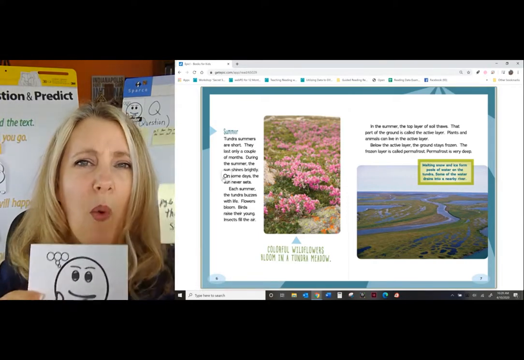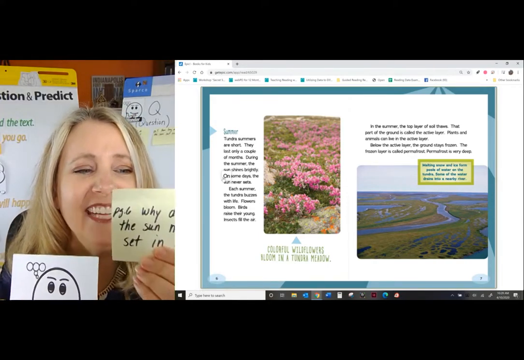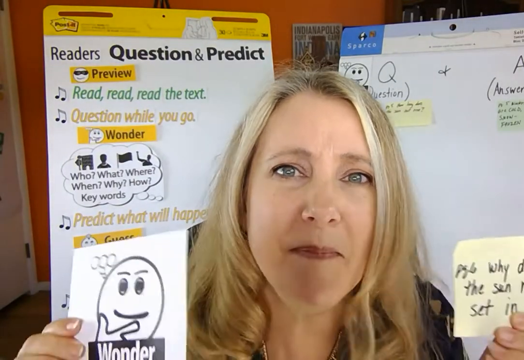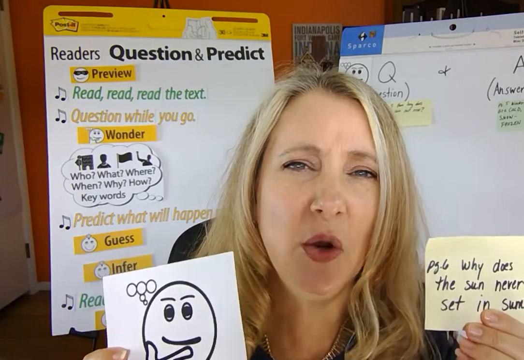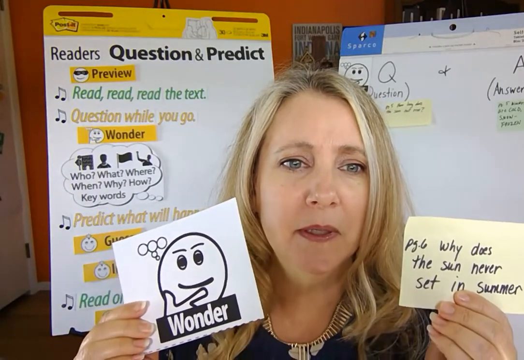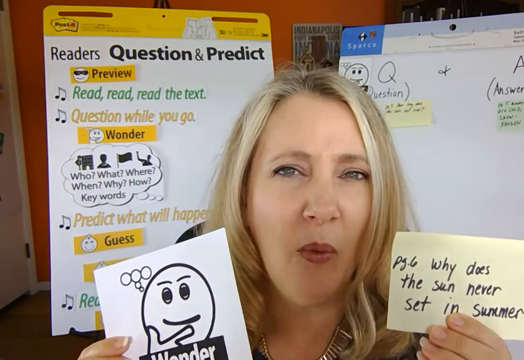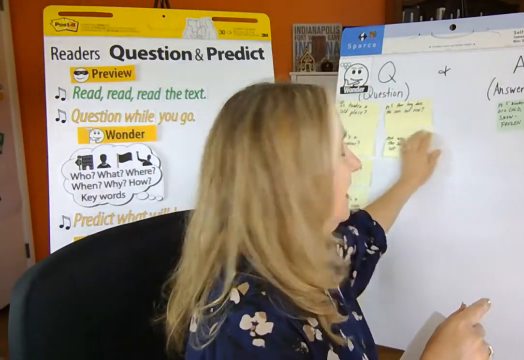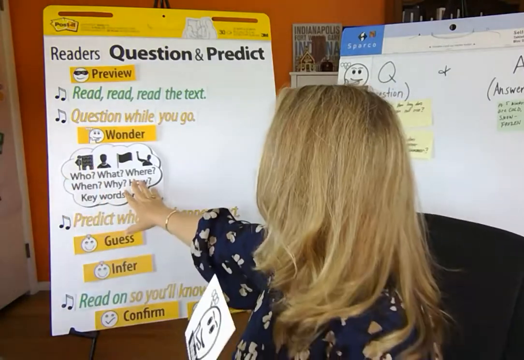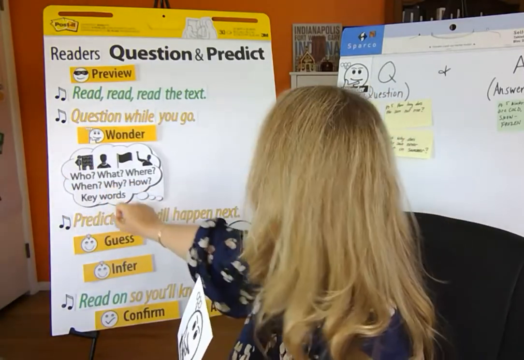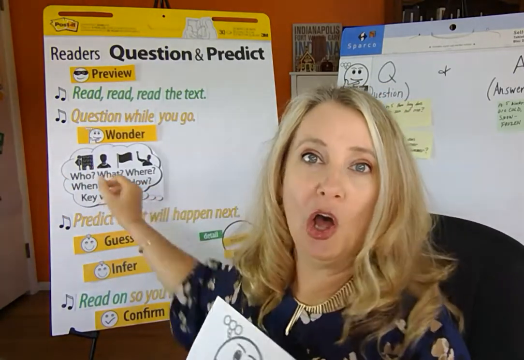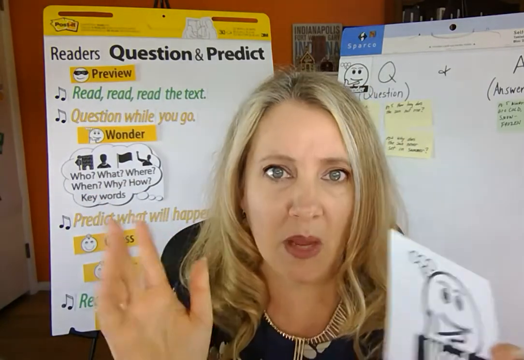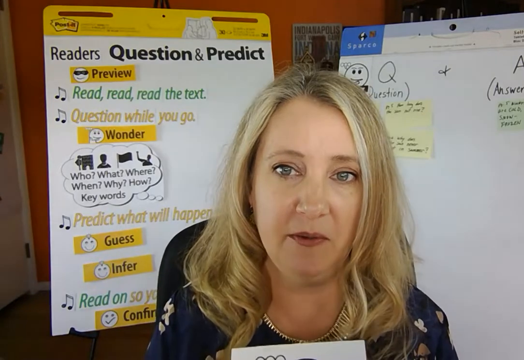I'm questioning. Why does the sun never set in the summer? What makes that happen? That's so different than where I live. You mean it's always day at midnight, the sun's still up? Why does that happen? Okay, you hear my question words coming up? Why and how long? Why does that happen? How long does that happen? Wondering. That's what we're doing, okay?